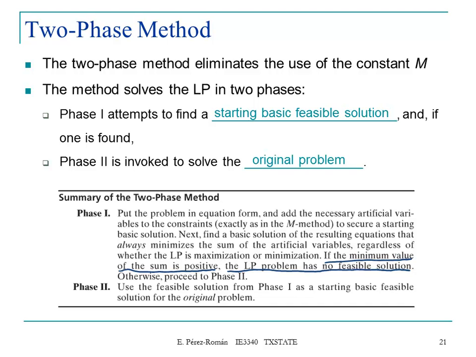I make a highlight here. If the minimum value of the sum is positive, the LP problem has no feasible solution. Okay, so keep that in mind. That's one of the special cases. So on phase 1, if you find that the minimum value of the sum is positive, then the LP has no feasible solution.